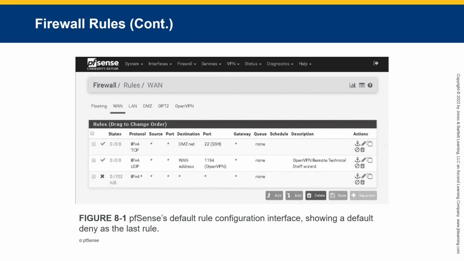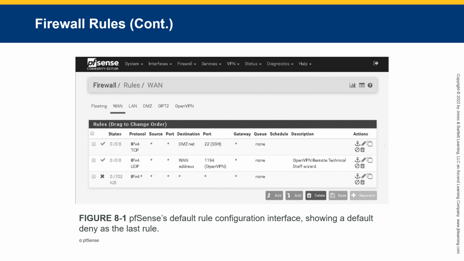All right, so here we have an example of some rules in a firewall. As you start getting into your labs, you're going to be able to configure your pfSense firewall rules. You can see the number of traffic here, and at the very bottom, you see the deny all rule.